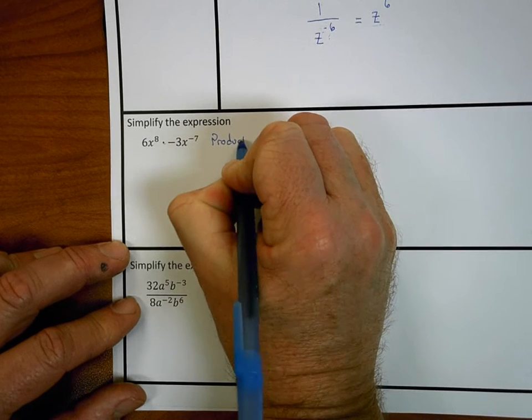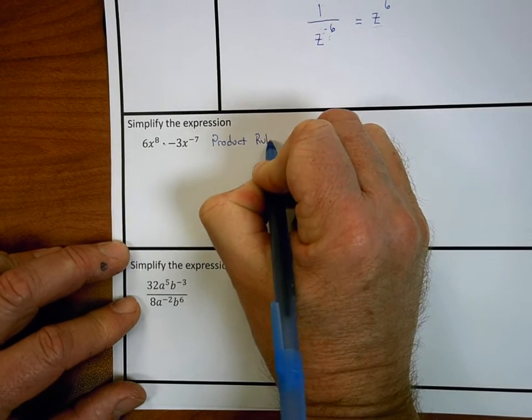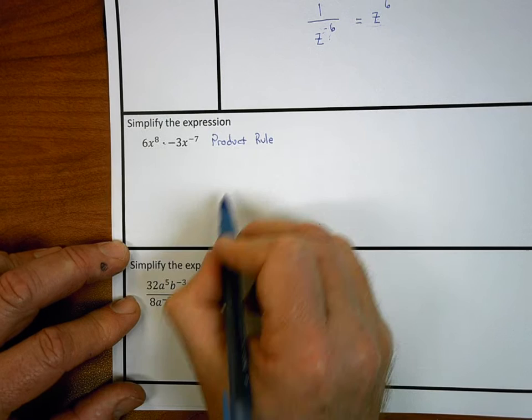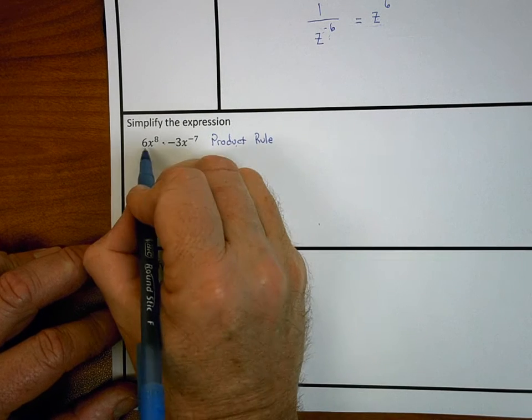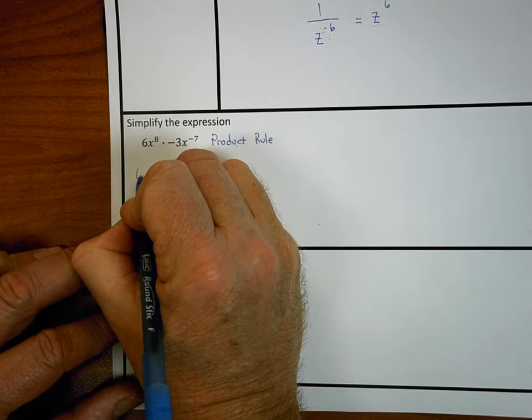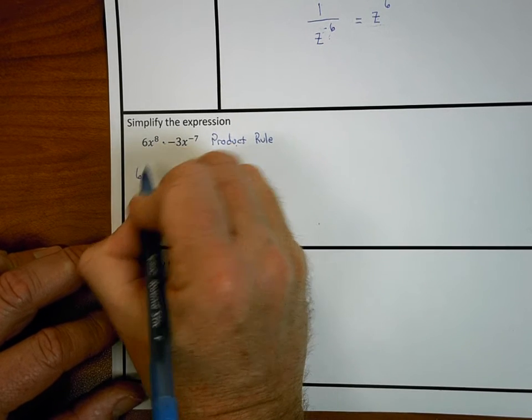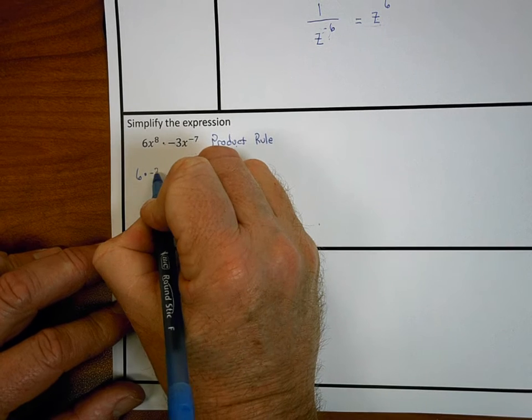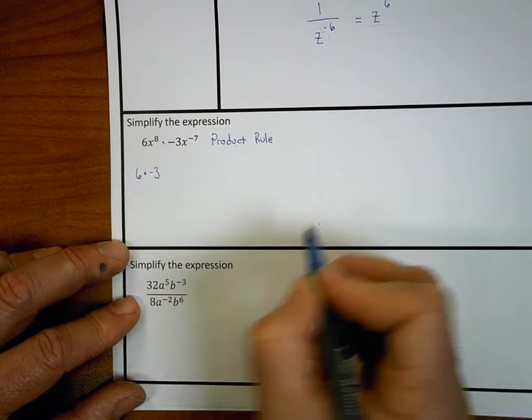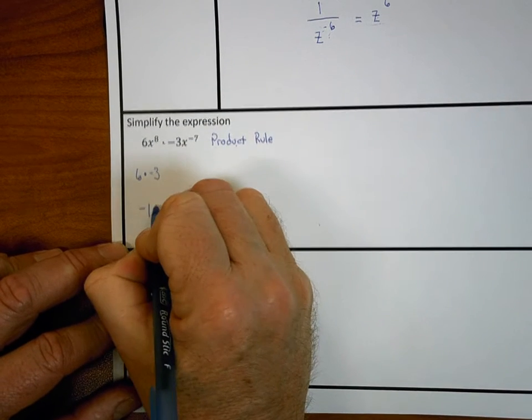Now, remember, if you recall, the product rule said the first thing we do is multiply the coefficients. So we're going to take the 6, which is the coefficient for the 6x to the 8th. We're going to multiply it by the negative 3, which is the coefficient for the negative 3x to the negative 7. So that's going to give me negative 18.